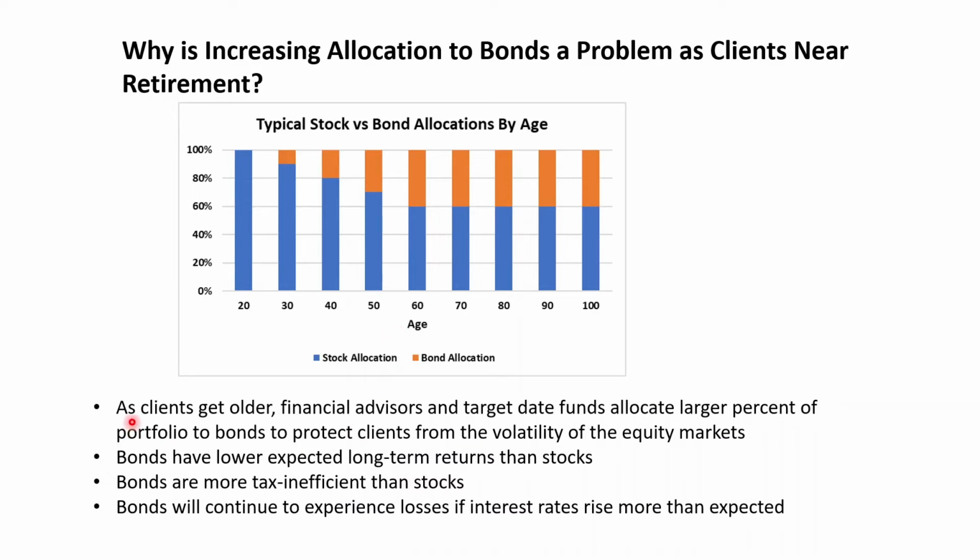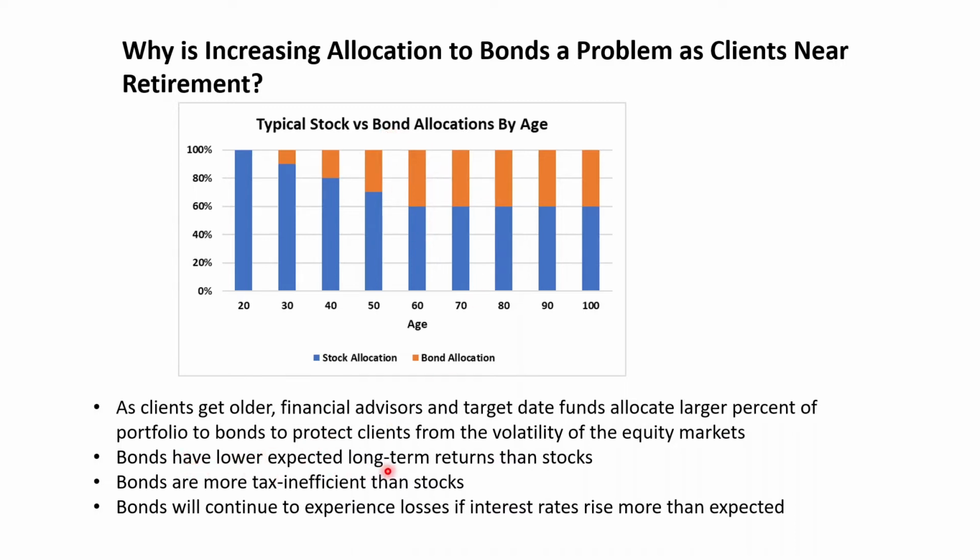So the overarching message here is that as clients get older, financial advisors and target date funds allocate a larger percent of the portfolio to bonds to protect clients from the volatility of the equity markets, right? The idea is that in retirement, they don't want you invested in something with huge ups and downs, as we saw with the stock market, because you're withdrawing money at that time. But there are better ways to create portfolio solutions than increasing the allocation to a lower yielding asset that is also more taxable, right?